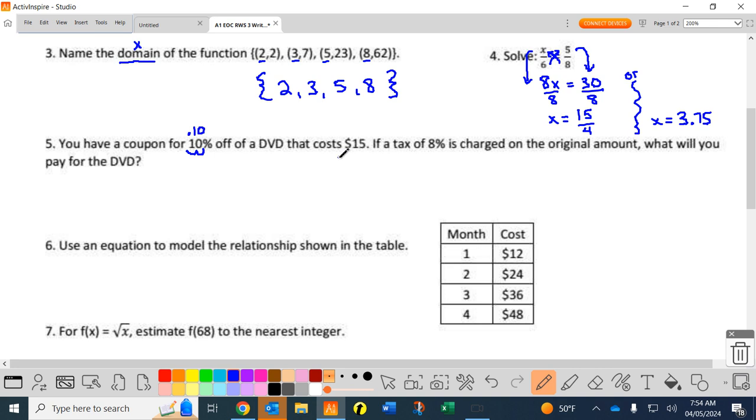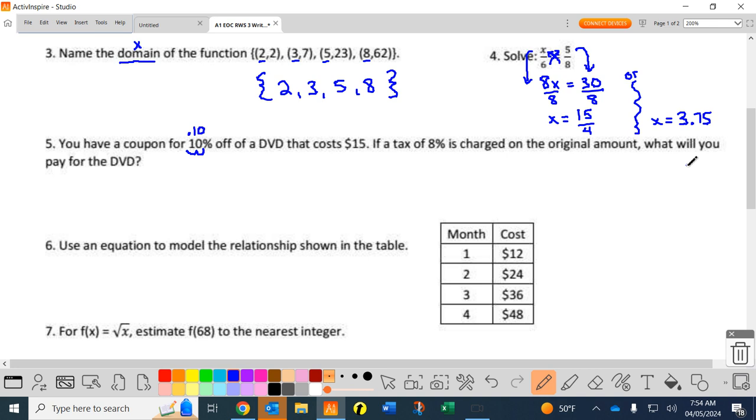In addition to that payment though for the DVD, you also have to pay a tax. It says the tax is 8% and it's charged on the original amount, and what will you pay for the DVD? Now, because the tax is charged on the original amount, you're going to have two different scenarios here when you're working through this problem. Okay?